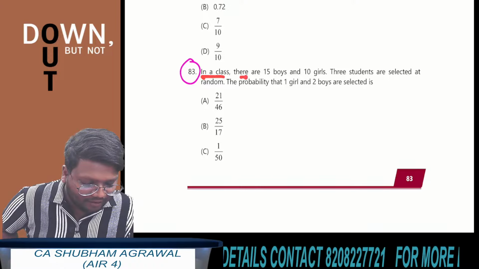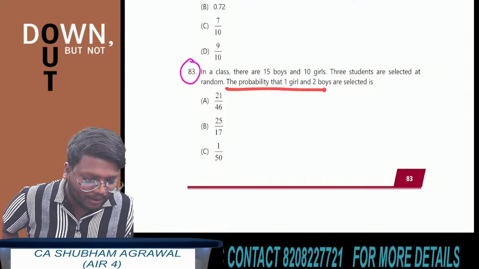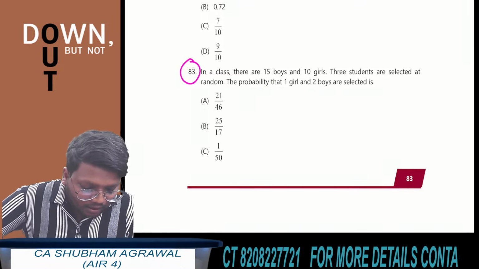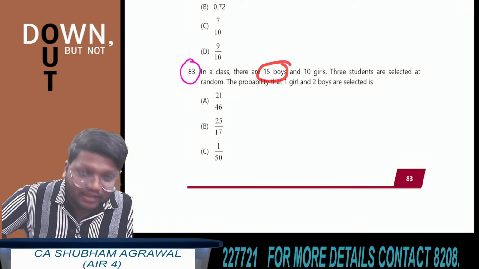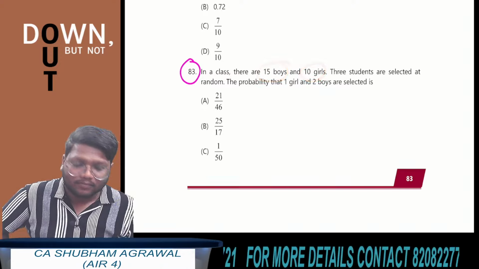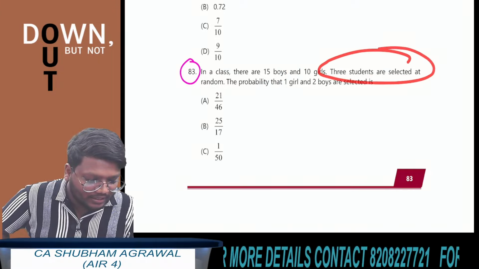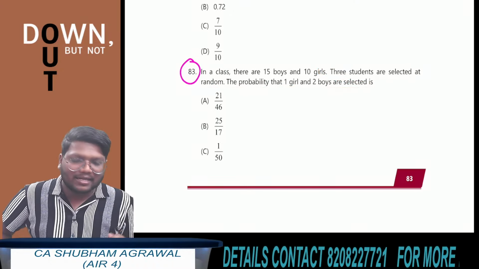In a class there are 15 boys and 10 girls. 3 students are selected at random. The probability that 1 girl and 2 boys are selected is. Now see how to solve this question. Total number of boys are 15 and total number of girls are 10. 3 students are selected at random. The probability that one girl and two boys are selected is.